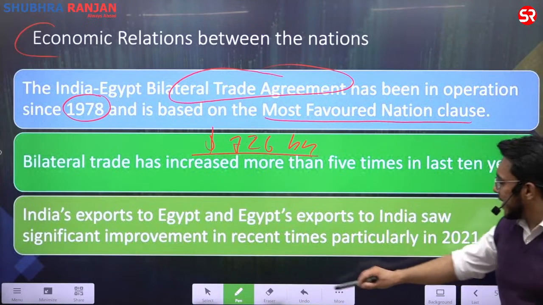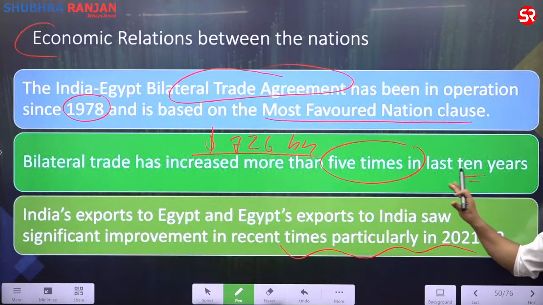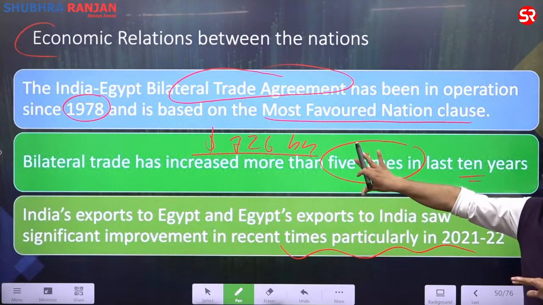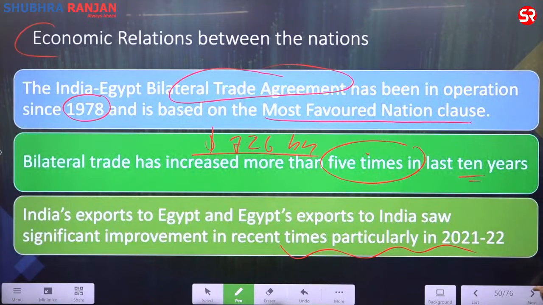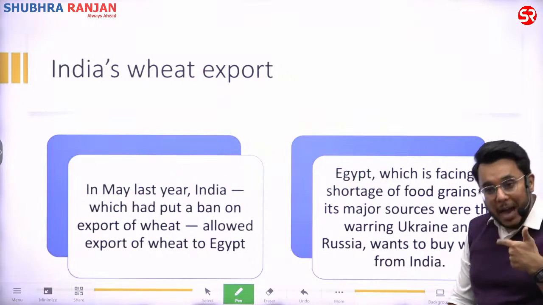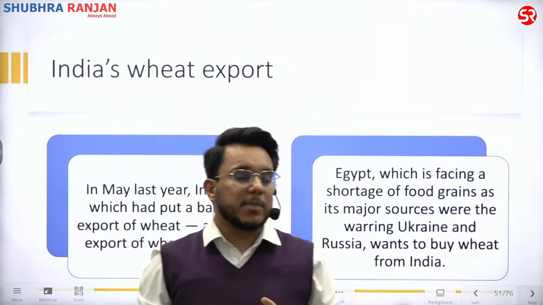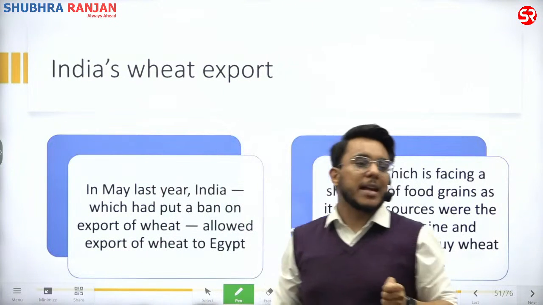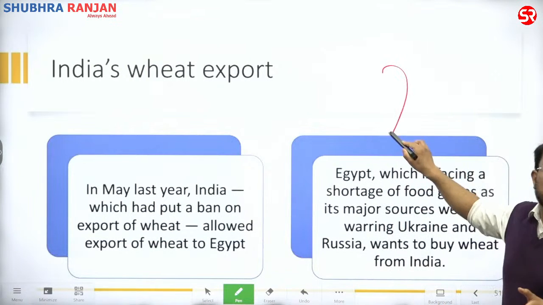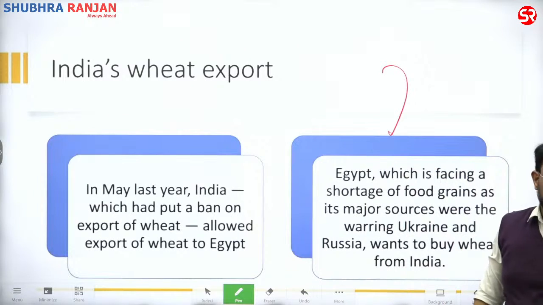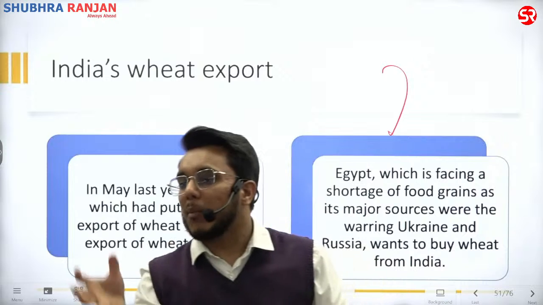That India had seen a lot of improvement. It has increased 5 times in the last 10 years. $7.26 billion right now, but it has increased 5 times in the last 10 years. So we find that there is more possibility for enhancing the economic ties between India and Egypt. Now, the major trade relation is that India is one of the prominent exporters of wheat to Egypt. On this vertical, India-Egypt relations are thriving even more in the present time.